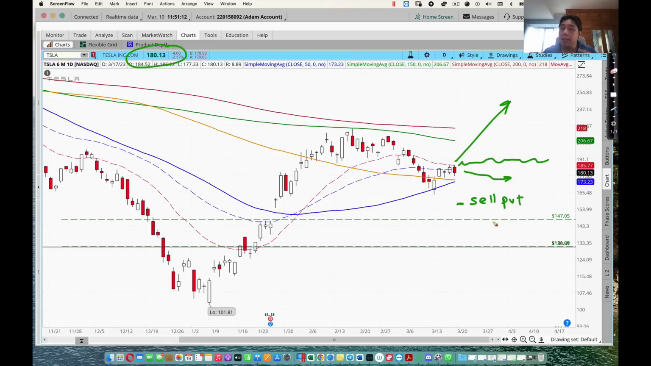Now, why sell a put option? Remember, when you sell a put option, you collect premium. You get money. That's what we want. We call that a credit. Okay, we want money, right? But by selling a put option, what happens?